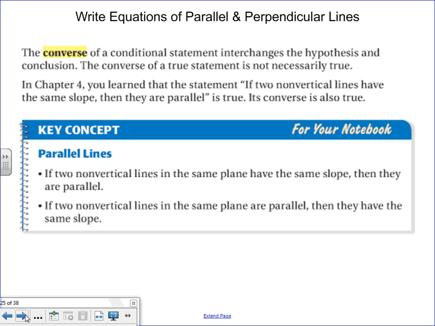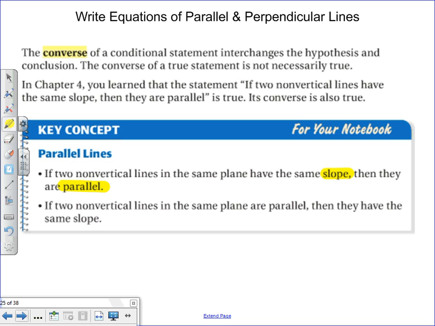We'll start with looking at parallel lines in your note sheet here. And you've seen this thing about parallel lines before. If lines are parallel, they have the same slope. Okay, and this is a conditional statement. If two non-vertical lines in the same plane have the same slope, then they are parallel. You should fill those highlighted portions in on your note sheet.